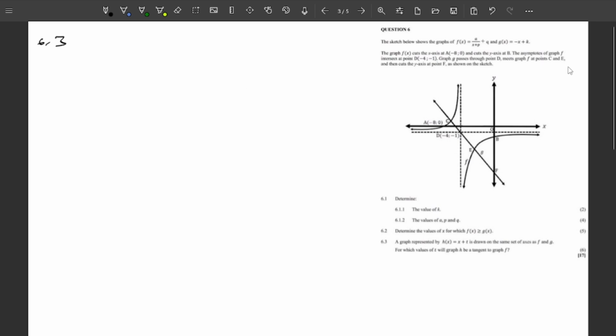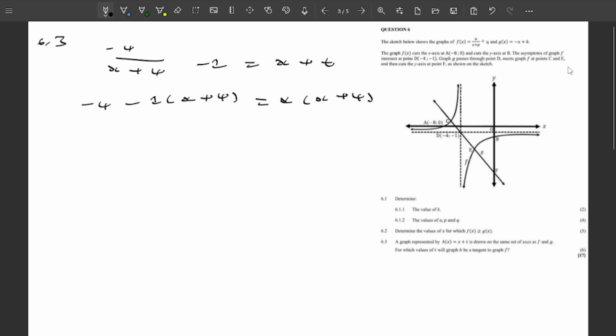So why am I telling you this? It's because we're gonna say minus 4 over x plus 4 minus 1 is equal to x plus t. This is the equation they gave us of the tangent, so we're looking for the value of t. Then we do some basic math, right? So we're gonna say (minus 4 minus 1(x + 4)) is equal to x(x + 4) plus t(x + 4).